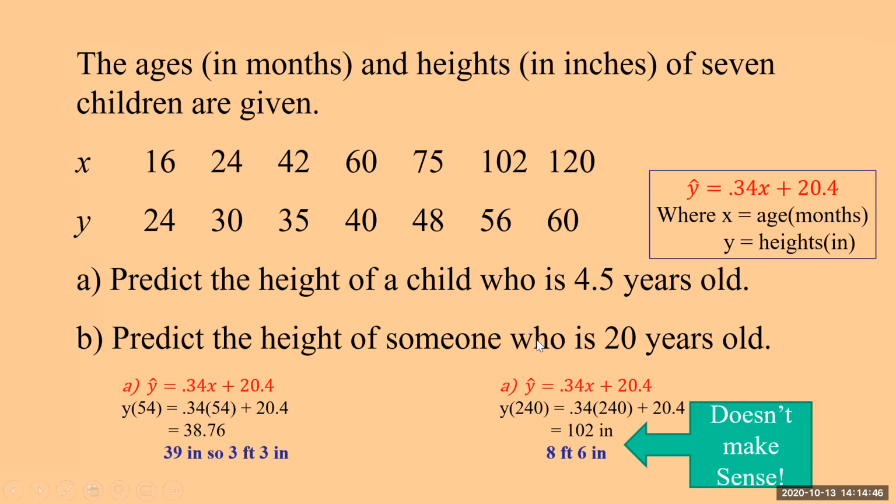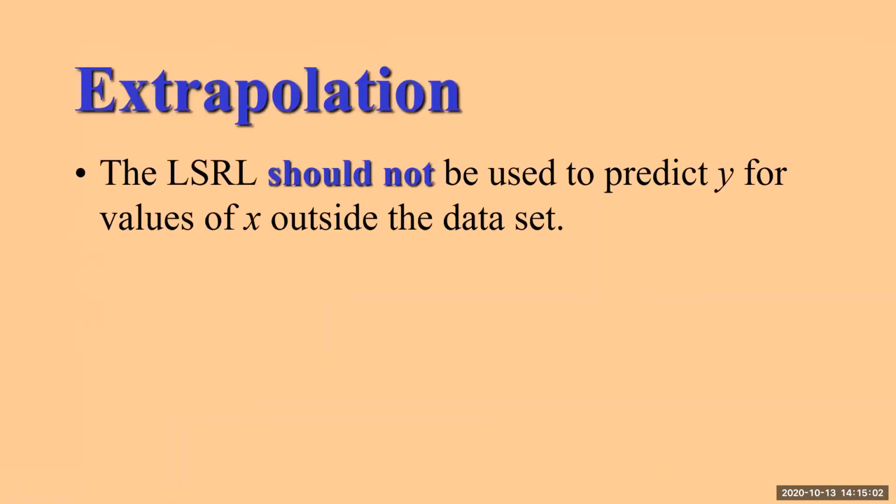Notice here that we were finding the height of somebody who is 20 years old. And we said, again, 20 years old was 240 months. Where does 240 fall in our data set? 240 is significantly higher than any of our other data points. So extrapolation is when the least squares regression line should not be used to predict y's for values of x outside the data set, okay?